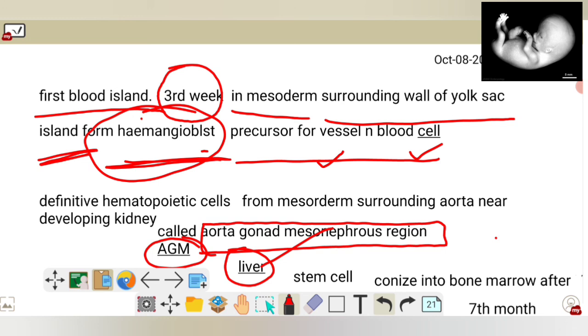Initially the yolk sac forms the blood cells, then during intrauterine life the liver forms blood cells. After the 7th week of intrauterine life, stem cells for hematopoiesis colonize into the bone marrow after the 7th month. After the 7th month, bone marrow starts forming the blood.